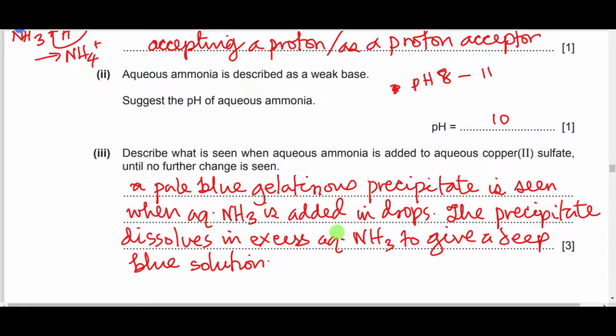When you add ammonia in drops to a solution of copper 2 ion, it forms a pale blue precipitate of copper 2 hydroxide. By the time you now add the aqueous ammonia in excess, the copper 2 hydroxide precipitate will react with the excess ammonia to form a complex called what? This is beyond the IG scheme anyway.